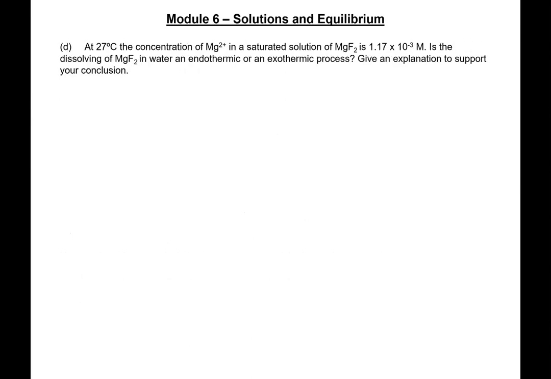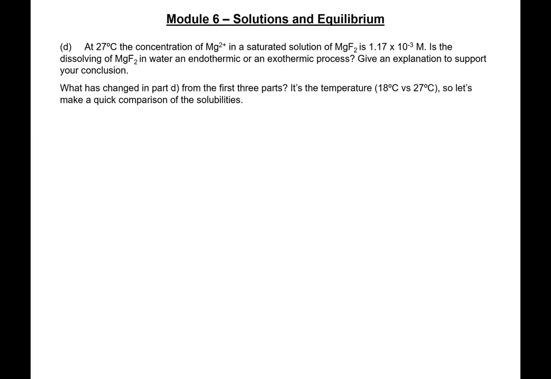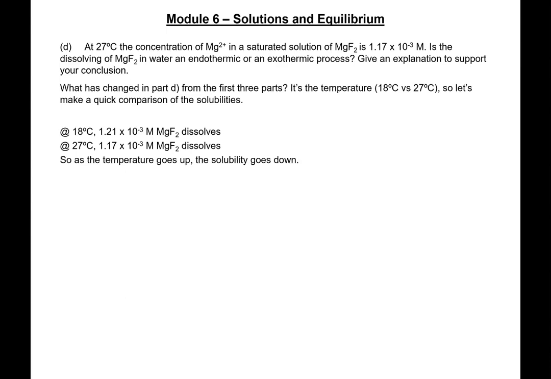All right, part D, we want to know, is this endothermic or exothermic? So the only thing that really changed in these parts is the temperature. So I've got 18 degrees versus 27 degrees. So here, this is just a recap of the stated solubility. So I can see as the temperature goes up, the solubility goes down. So if I were to graph that, I would get a line with a negative slope.